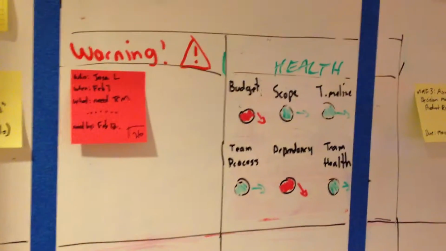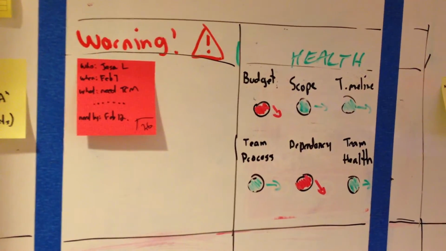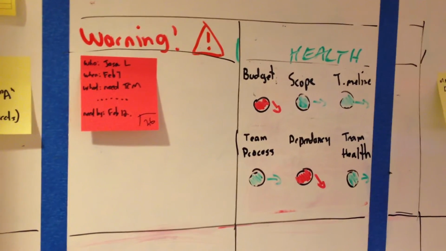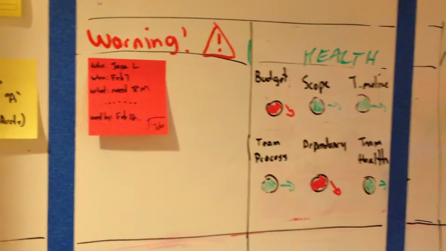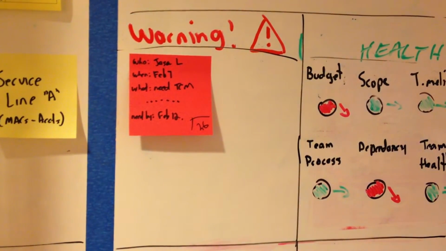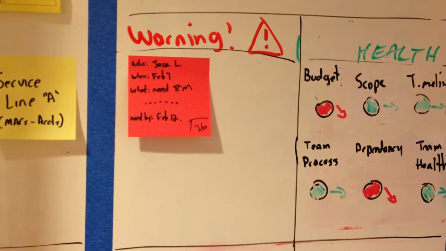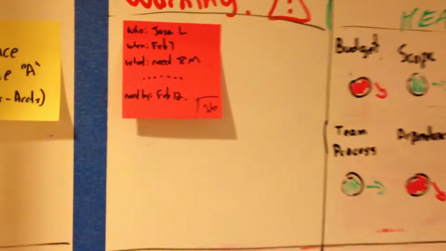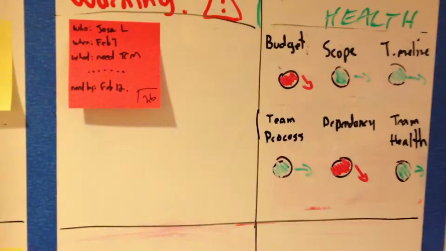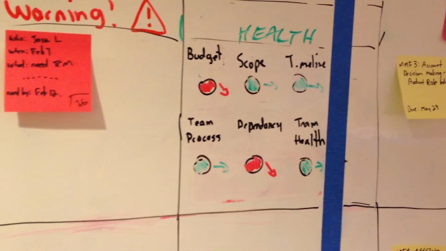So the first column is going to have our dependency warning. Whenever a service line has a dependency on another service line, they'll drop a dependency ticket here showing who added this ticket, when they added it, what service line they need help from, and when they need help by. There's also a number in the corner that will signal a work ticket that's on another service line.